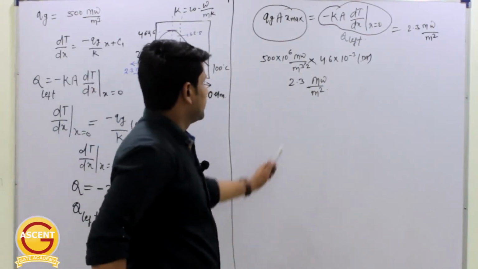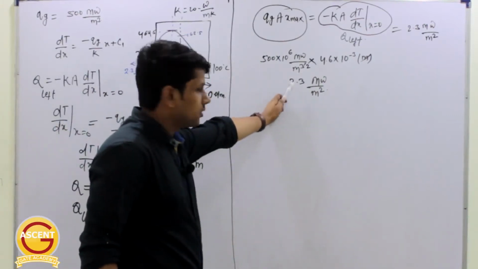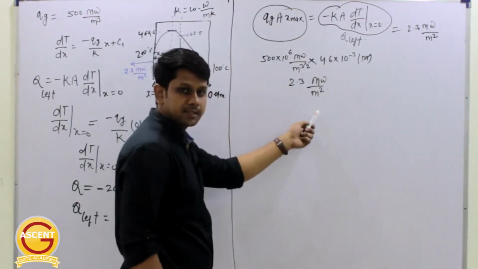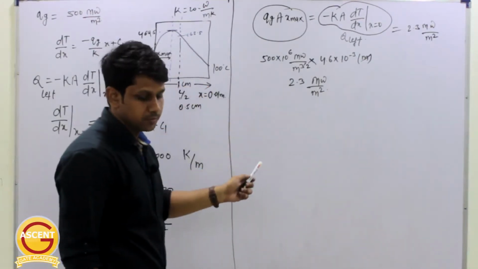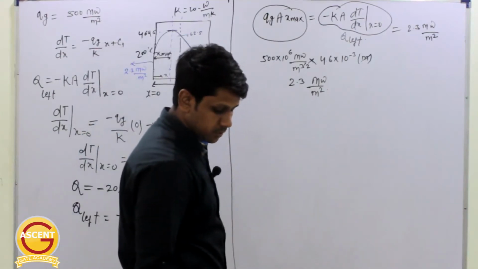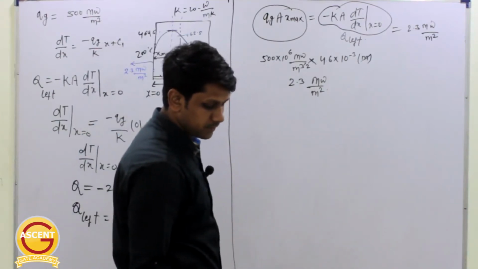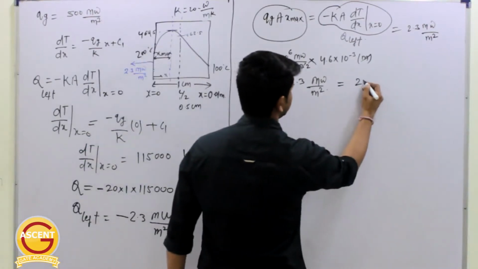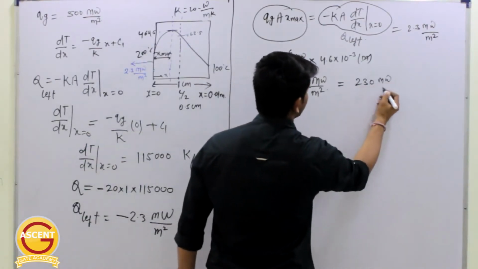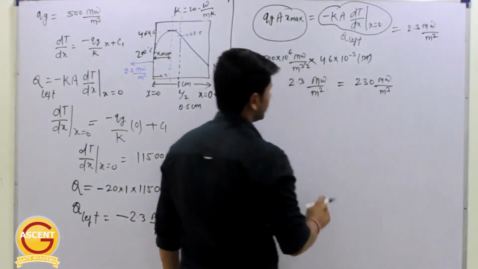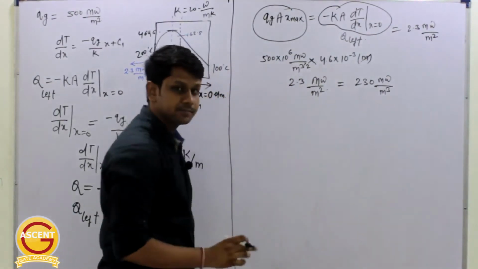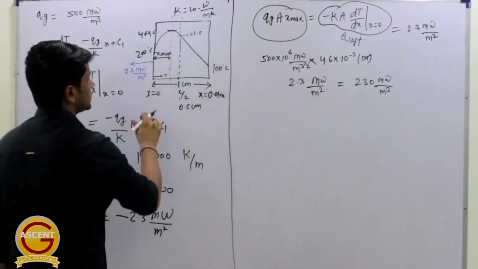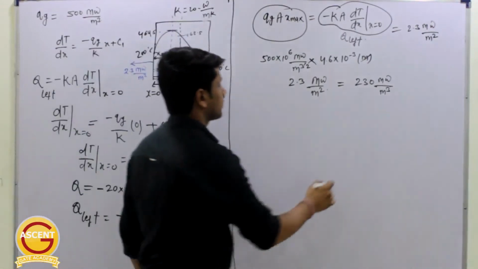If you want to see this value in megawatt per meter cube also, then you can divide this value with the length, and it will become megawatt per meter cube. So you will get 2.3 divided by 0.01, which is 230. So it is equal to 230 megawatt per meter cube, because we are dividing with length. So out of total 500, 230 was getting generated in the left hand side, right.